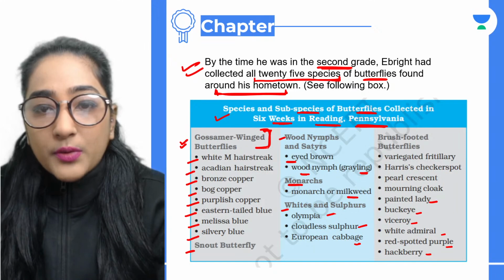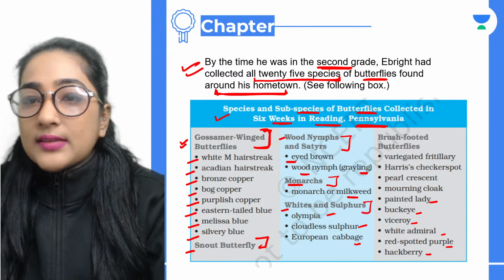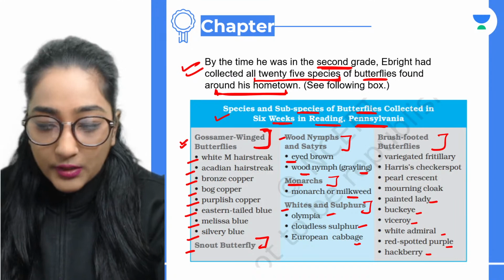Gossamer wing butterfly, snout butterfly, monarchs, wood nymphs and satyrs, whites and sulphurs, brush-footed butterflies. That's it, okay? Do not go too much into the detail in terms of learning all these. All right, don't be worried. You guys will not have to do that.